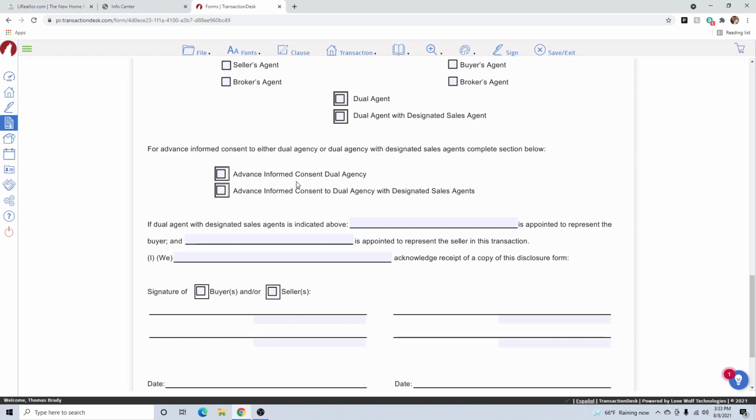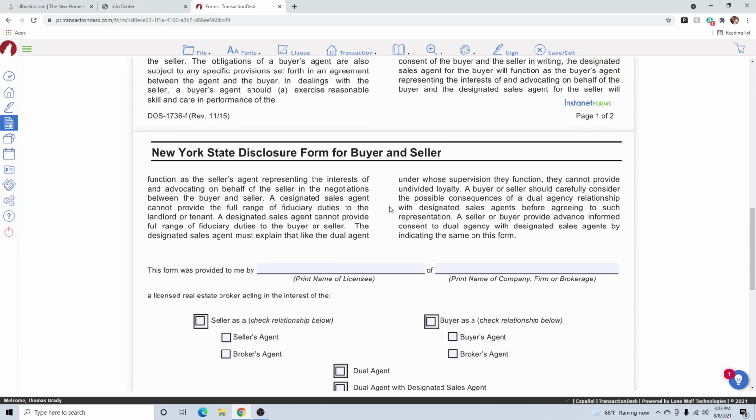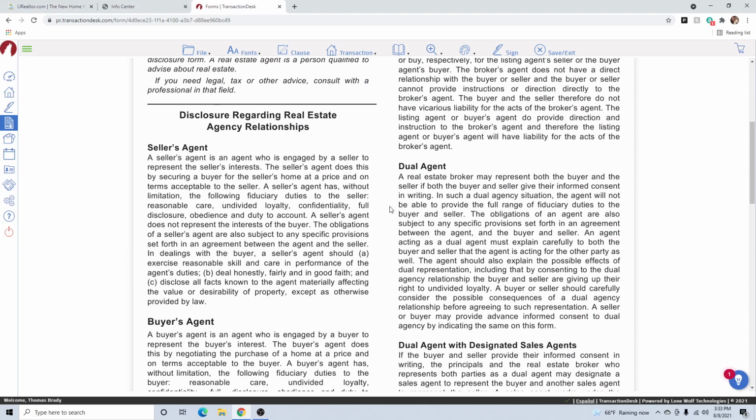Again, with the buyer client, you'd probably be better off going with designated sales agents. It can't be your broker or your office manager; it has to be another person in there. If the buyer is your client, then the listing agent would be representing the seller. Okay, so let's get back to the simple way of doing it.